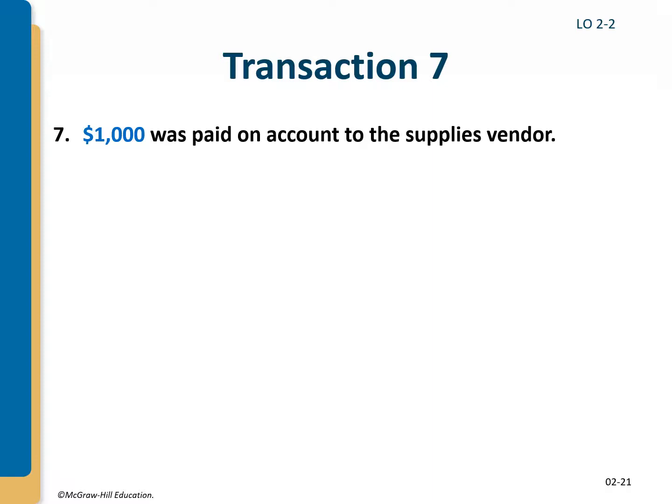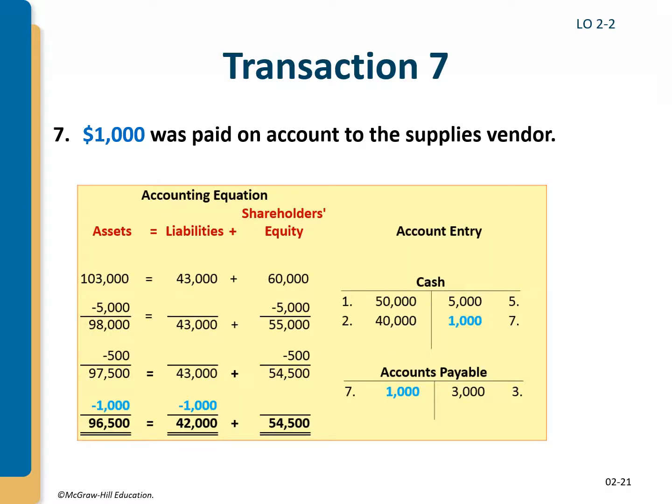$1,000 was paid on account to the supplies vendor. So now we're paying cash. Our assets will decrease by $1,000, and we credit the cash account $1,000. Liabilities are decreasing. When we pay this $1,000, we owe $1,000 less, so we decrease liabilities by $1,000. When we record this in the T account, decreases to liabilities occur on the debit side.